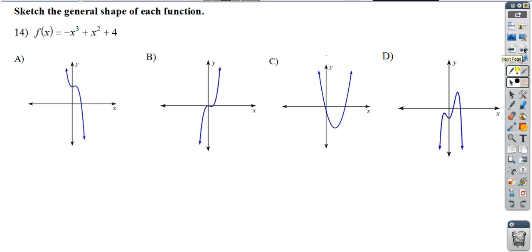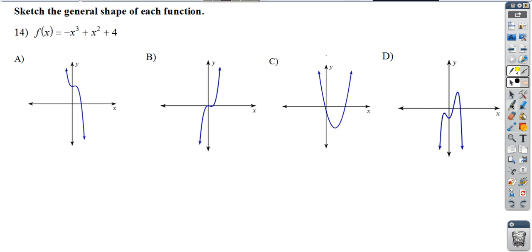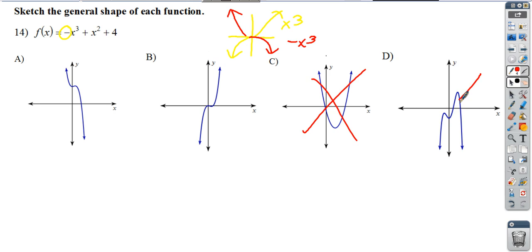Okay, 5.3, I think this is the last one from 5.3. Sketch the general shape. Well, we just said that x cubed looks like this. That's the general graph of x cubed. This negative in front basically flips it, so I'll do the flipped version of this in red. This is going to take this and flip this one over that axis, and it'll flip this one over that axis. This one is definitely wrong because that's a parabola. That has to be something with x squared. This has the end behavior of a parabola. It's probably something like x to the 4th.